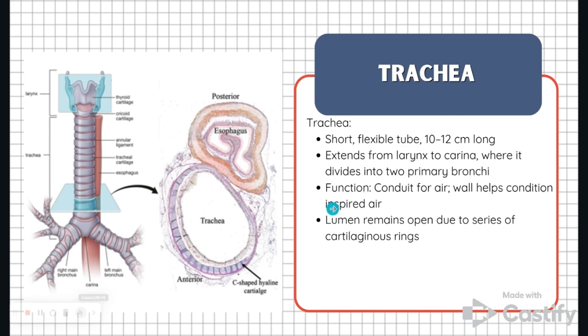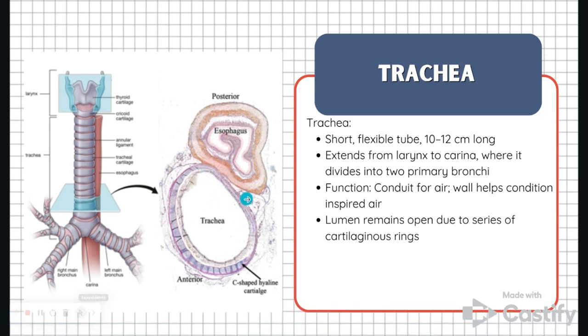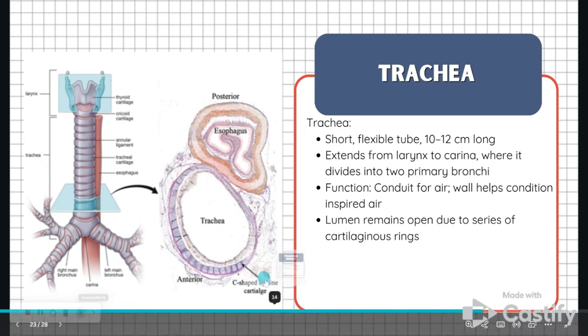The walls help condition inspired air. The walls of the trachea, as you see, help condition the air, make sure it's good quality for the lungs. The lumen remains open due to a series of cartilaginous rings. We know that the trachea has C-shaped rings. They keep it from collapsing, they keep it open. Why don't you need it in the back? Because you have the esophagus in the back. Correct? The esophagus is almost pushing it, keeping it open, so you don't really need cartilage in the back. That's why you have C-shaped hyaline cartilage.